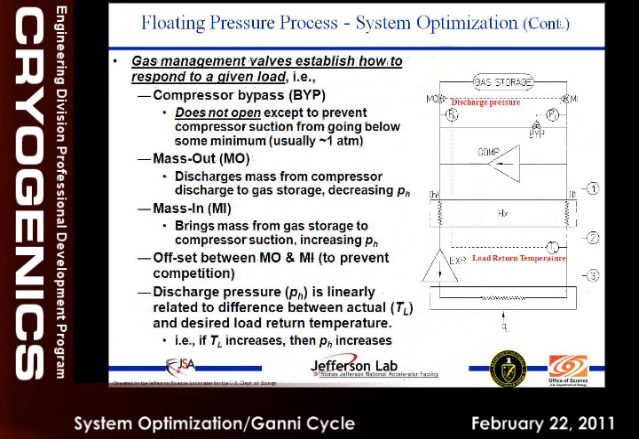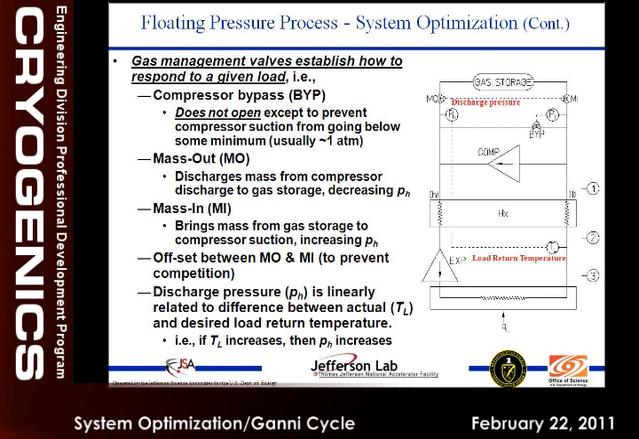So basically, these are how the various components work. If the temperature is falling, that means you don't have enough load. So it sends some mass out, reduces the amount of charge so that it will satisfy it. If the temperature is going up, it will add some mass to raise it. So the amount of charge is based on your return temperature, and it automatically adjusts. Same thing happens at ESR.